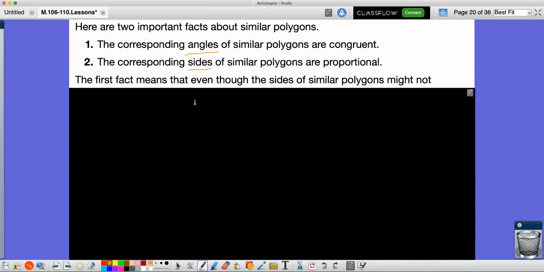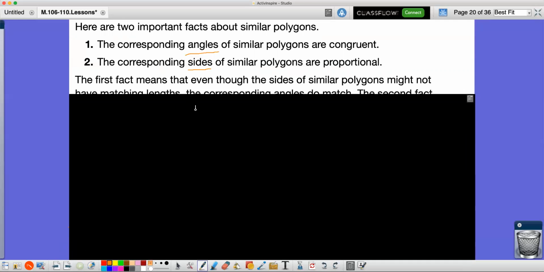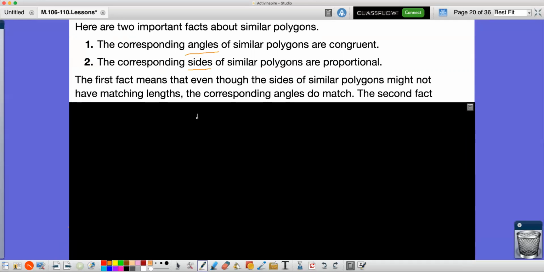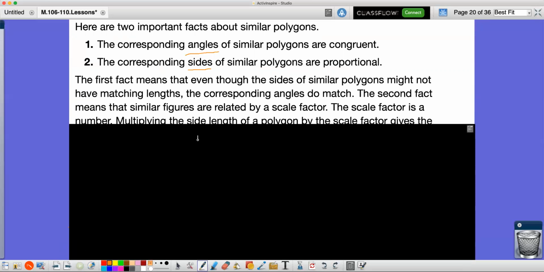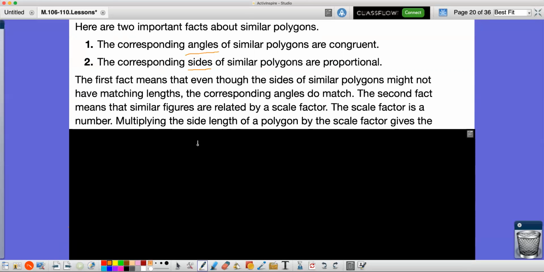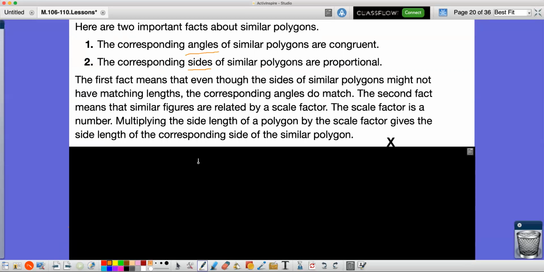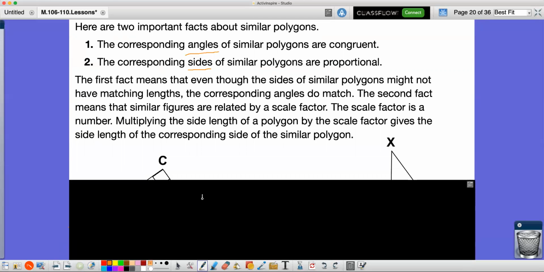The first fact means that even though the sides of similar polygons might not have matching lengths, the corresponding angles do match. The second fact means that similar figures are related by a scale factor. The scale factor is a number. Multiplying the side length of a polygon by the scale factor gives the side length of the corresponding side of the similar polygon.